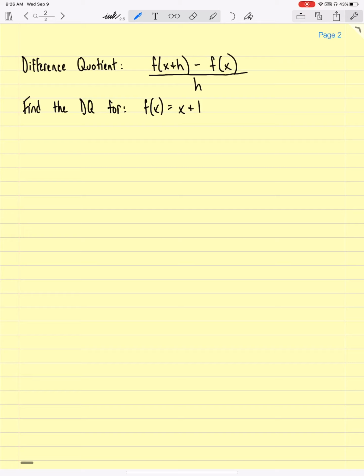Okay, basically you just need to find each of these parts. So f of x plus h means replacing x with x plus h. So I'm going to plug in, this is like the one we did where we plugged in a plus 1, I'm going to plug in x plus h. Anywhere there's an x in here, I'm going to plug in an x plus h. So this would be x plus h, and then I have to add this 1. So this would be 1. Okay, so that is f of x plus h.